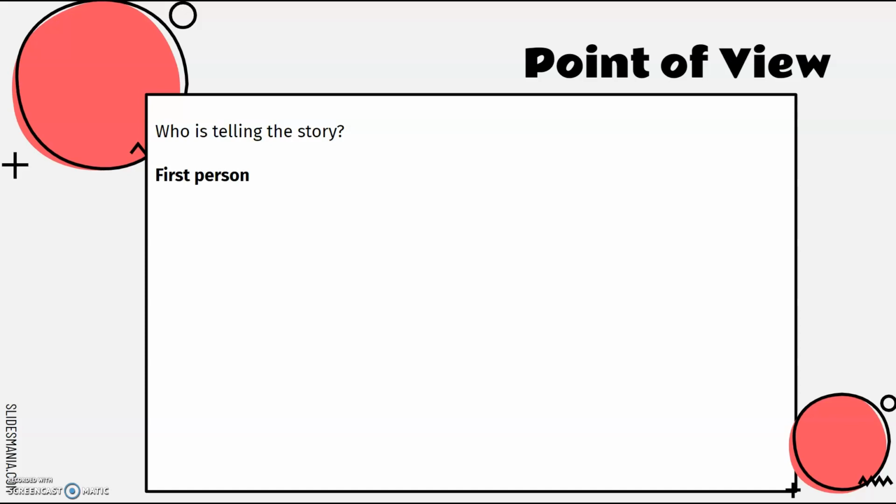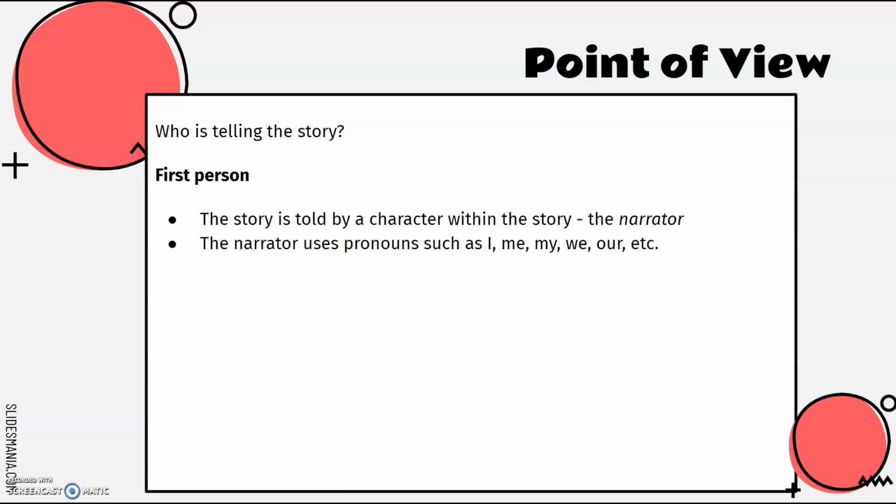The first one we have is first person. This is where the story is told by a character within the story, and that character is known as the narrator. The narrator uses pronouns such as I, me, my, we, our, all of those first person pronouns. The narrator presents the point of view of only one character's thinking, which limits the narrative to what the first person narrator knows, experiences, infers, or can find out by talking to other characters.